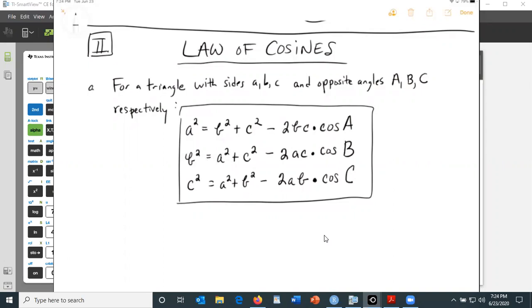All right, so let's call this part A. So part B, we use this for when we have, remember, side, side, side, or side, angle, side. That's how you know you can use the law of cosines.